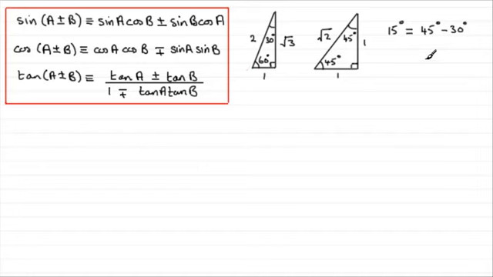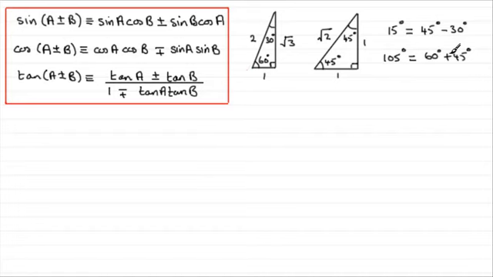Another common angle that you could find in exercises is 105 degrees. What do you think that is? Well, it's 60 degrees plus 45 degrees. So again, if we had to find, say, the sine, tan or cos of 105 degrees, we could use the appropriate formula with an A plus a B. Okay, well let's just turn our attention then to doing an example.